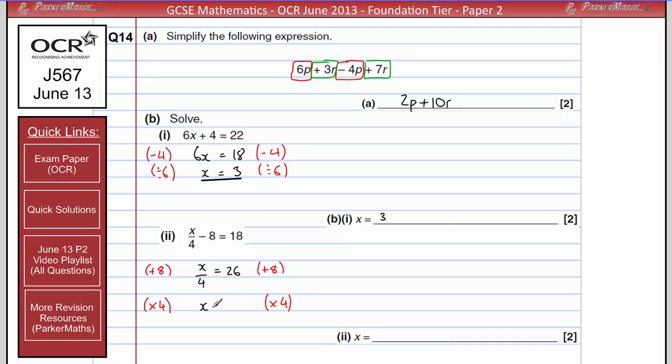I've got to multiply this side by 4. If you can't do that in your head, use your calculator, that's fine. But timesing by 4 is doubling something and doubling it again. Double this, you get 52. Double it again, you get 104. So my final answer is x equals 104.